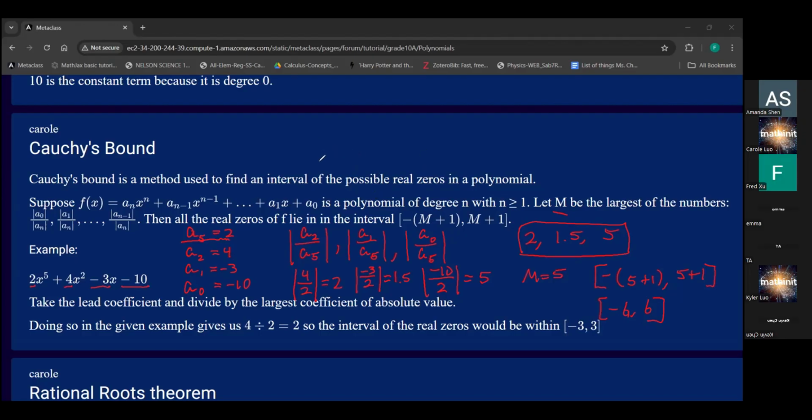So basically, now you know that the zeros must be in this interval. It can be -6. It can be -2. It can be negative pi. It can be 3. It could be any number, but it has to be in between -6 and 6 inclusive. Any questions here? Okay, then moving on.